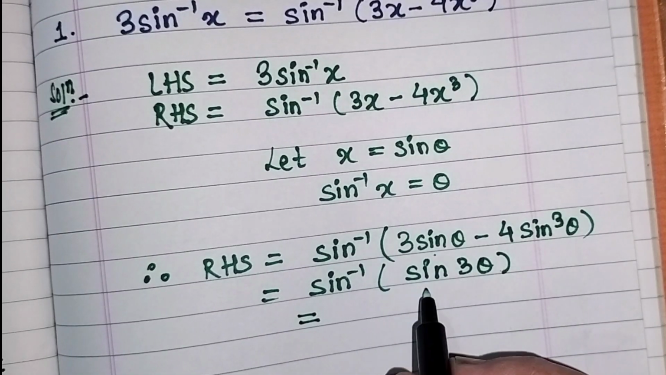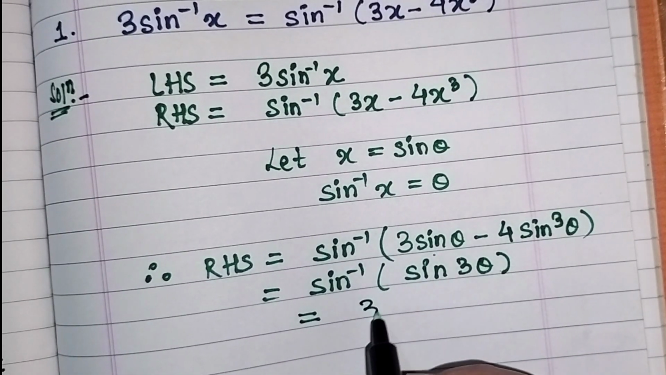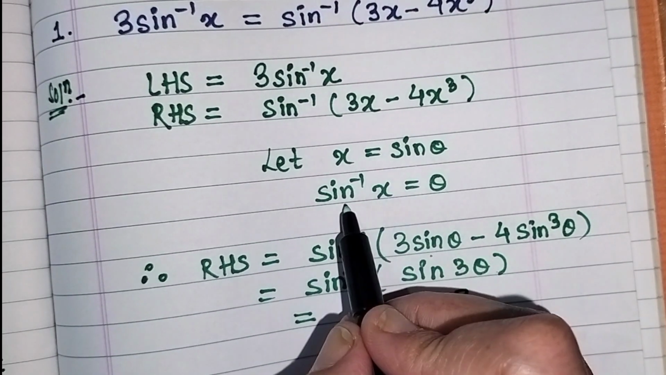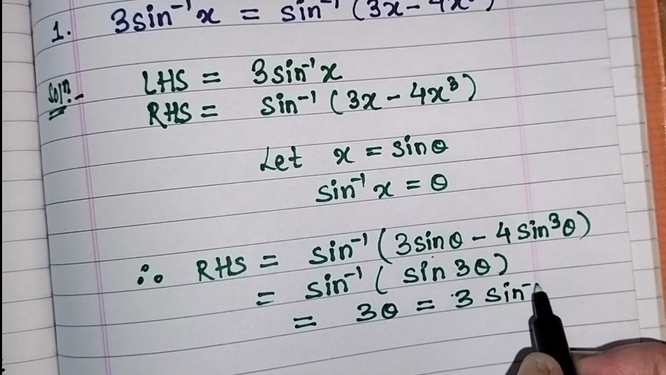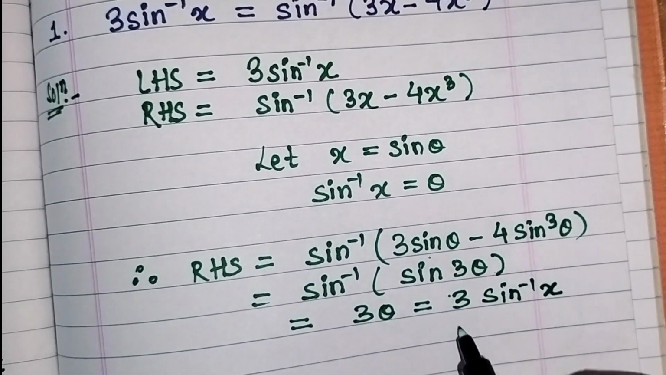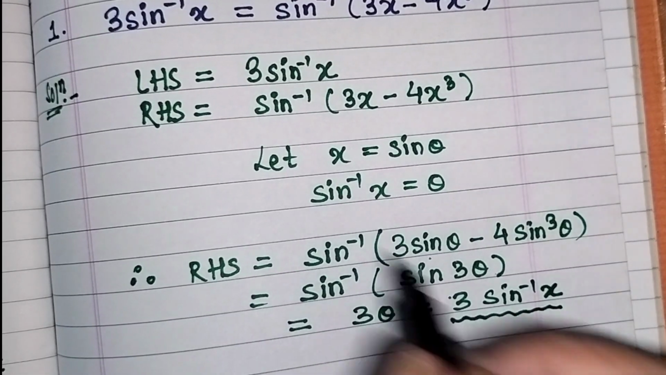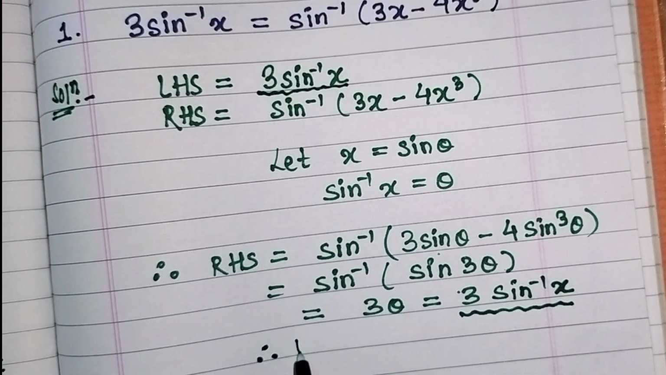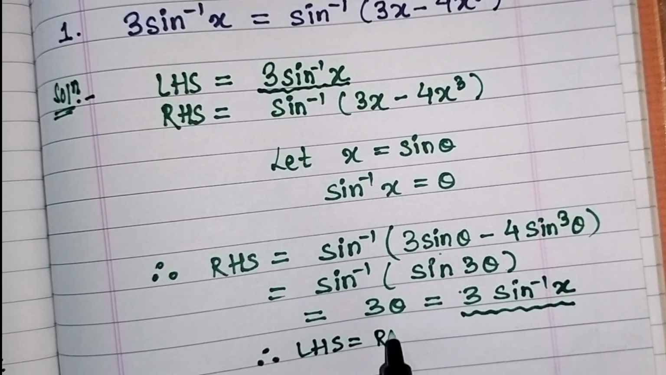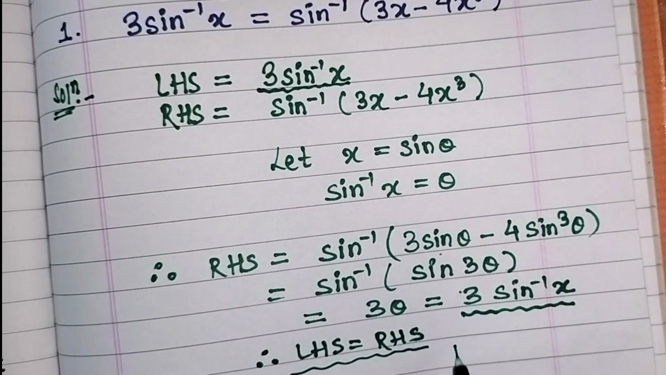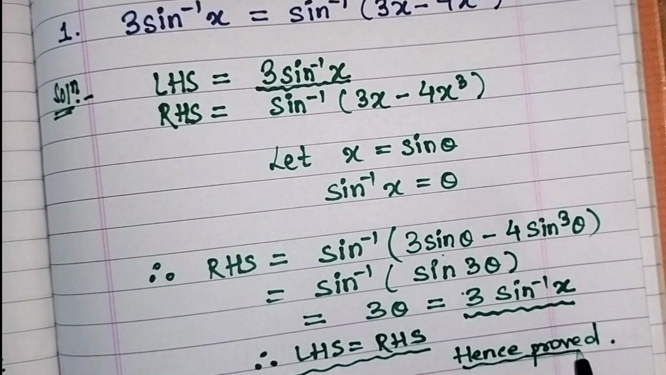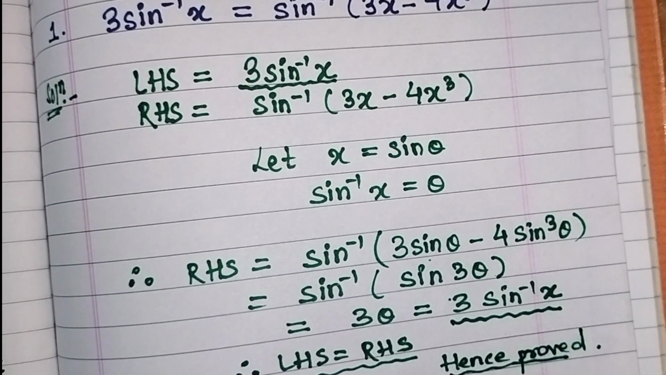You have already studied that if you have sine inverse and sine, they get cancelled, because they are inverse of each other. So the answer is 3 theta. Theta is what we have taken, sine inverse x. So as you can see, the value in RHS is the same as the value in LHS. Therefore our LHS is equal to RHS. Hence it is proved. So like this we are going to do the next one. Let's see the next one.